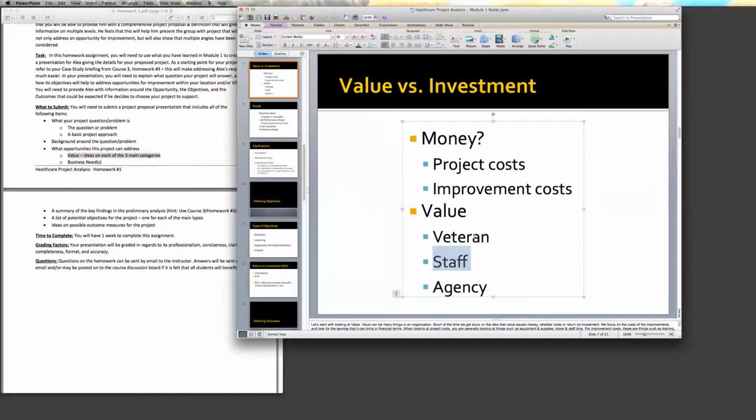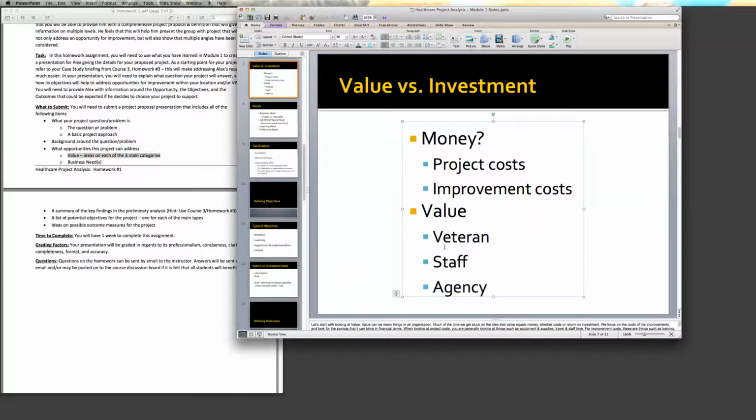That's why, throughout this course, I'm going to come back to this again and again. You need to look at the 3 groups of stakeholders, those 3 main categories: the veteran, the staff, and the agency. I need to see 3 values minimum. They don't all have to be the same number. You need one for each group minimum, but you might have 2 for the veteran, 1 for the staff, 1 for the agency. Totally fine. I just need 3 minimum, 1 for each group.